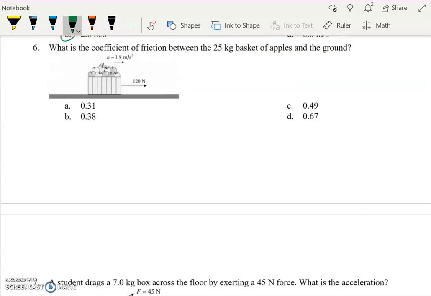Number 6, coefficient of friction between the basket of apples and the ground. So force diagram for the basket, you've got force of gravity down, which would be 25 times 9.8. Normal force up, same thing. You've got 120 Newton force to the right that's being applied. And there's going to be some friction to the left. And it tells you that the acceleration of the basket is 1.8.